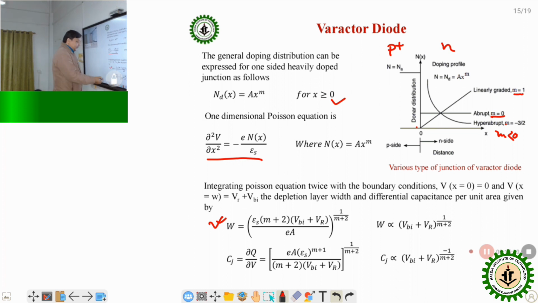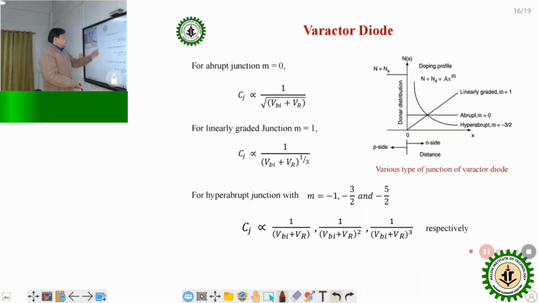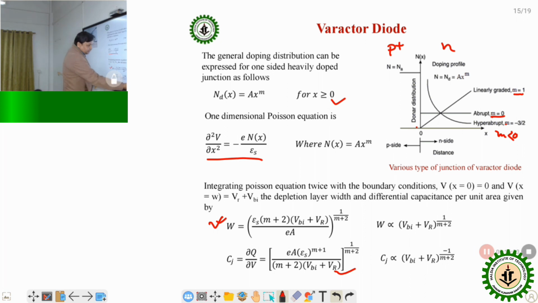So knowing W, we can find the capacitance also. The junction capacitance is dQ by dV, with this expression. From this expression we can say Cj is proportional to (Vbi plus Vr) to the power minus 1 by m plus 2. So for the abrupt junction, we can find Cj by putting in the value of m.